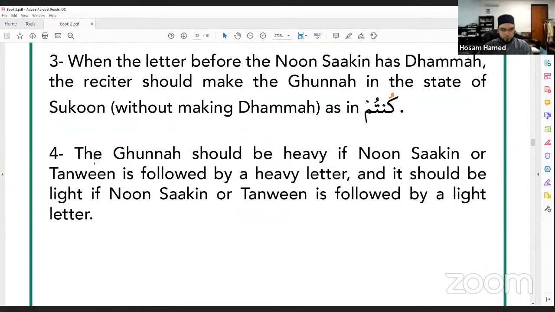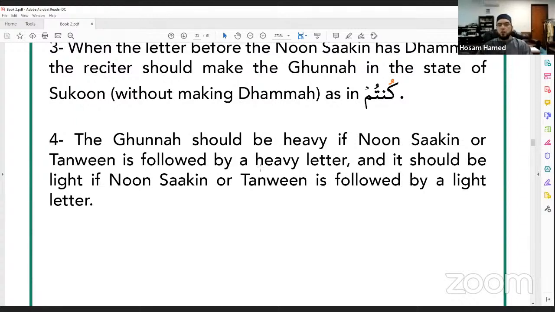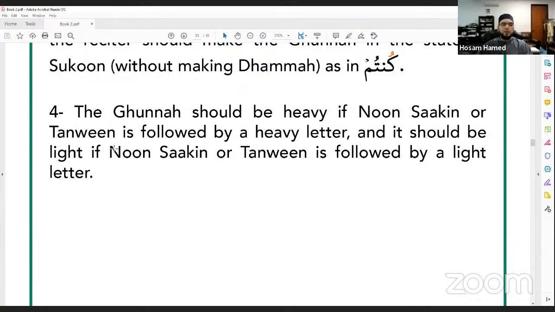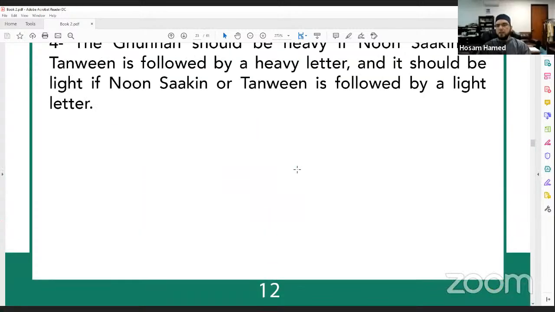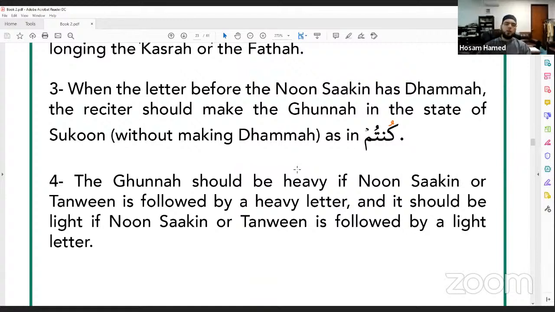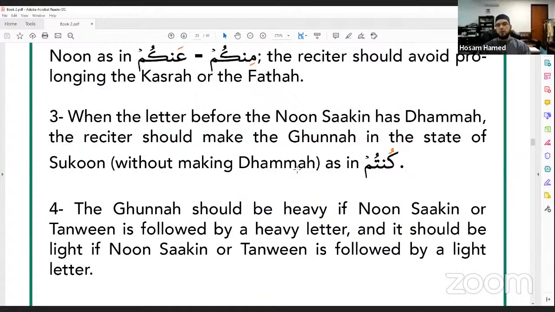The fourth point, the ghunna should be heavy if noon sakina or a tanween is followed by a heavy letter, and it should be light if noon sakina or tanween is followed by a light letter, and we have said that. So al-ikhfa is always following the next letter in terms of tafkhim and tarqiq. By this, we are done with this big and important lesson of Noon Sakina and Tanween.